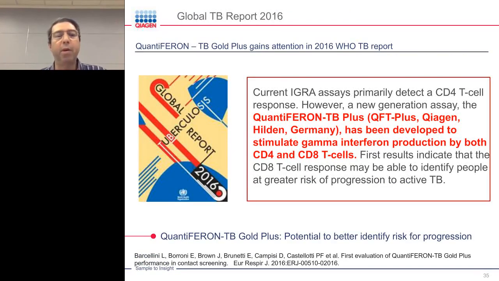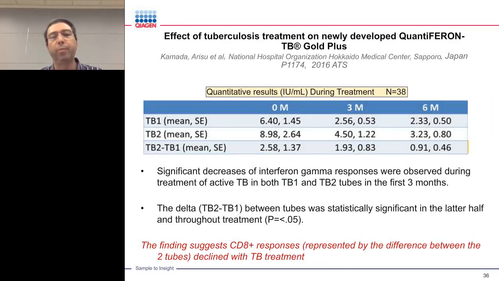And this got WHO interested in the test, and in their 2016 TB report, they actually specifically called out QFT Plus and mentioned this study as it really was the first indicator that this CD8 T cell signature may be able to identify people at greater risk of progression to active TB, because as we said earlier, that recent infection, that risk for progression is really the highest within the first 1 to 2 years.